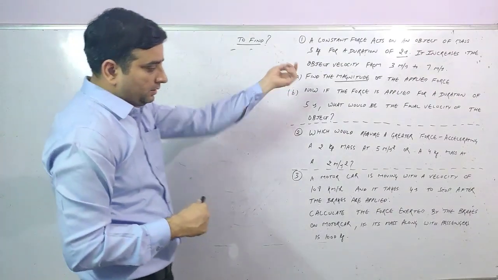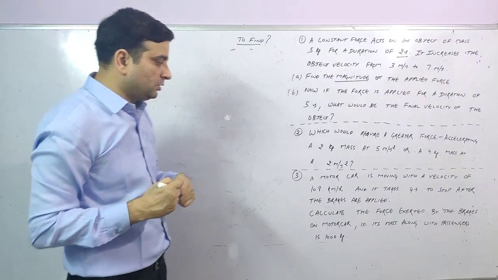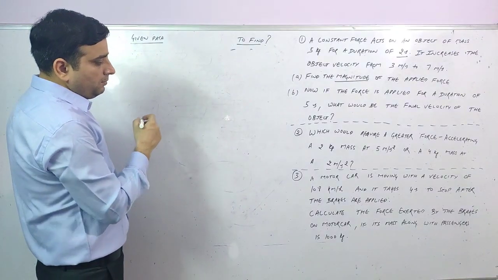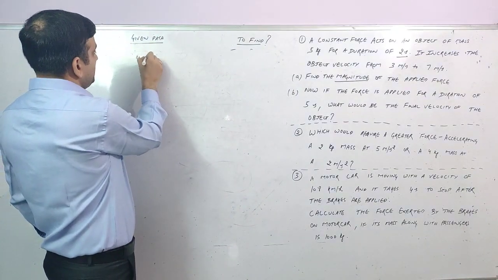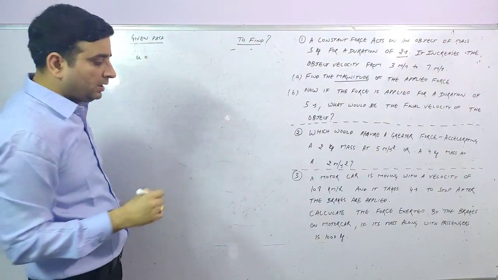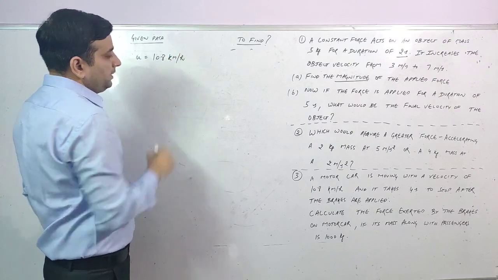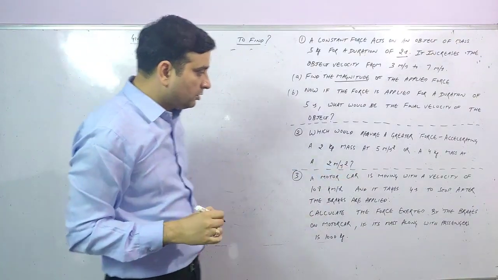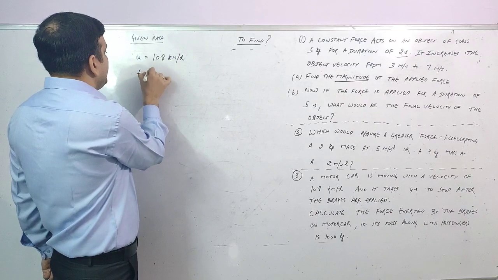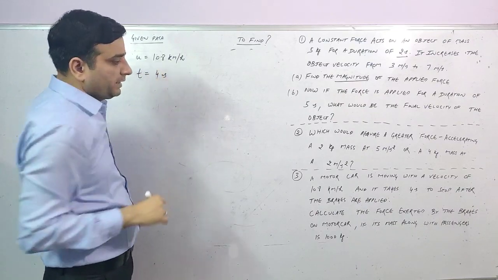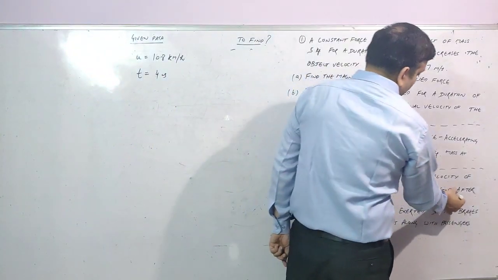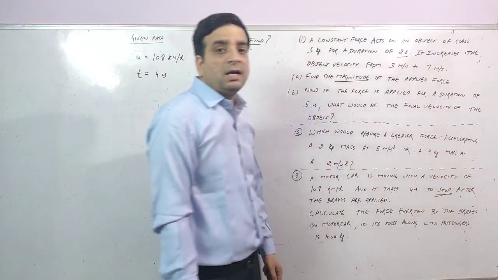For numerical number 3, a motor car is moving with a velocity of 108 km per hour. So initial velocity is given, कि कार है पहले से ही मूव कर रही है, initial velocity is 108 km per hour and it takes 4 seconds to stop. The time taken is 4 seconds. And what is this? The motor car is stopped.